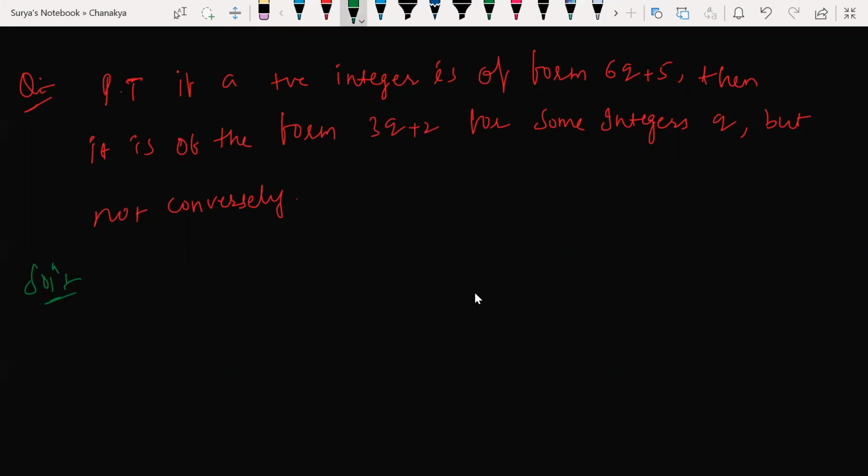Prove that if a positive integer is of the form 6q plus 5, then it is of the form 3q plus 2 for some integers q, but not conversely. So what is the number given to you? Let n be any number. This number I'm taking as 6q plus 5, some positive integer.